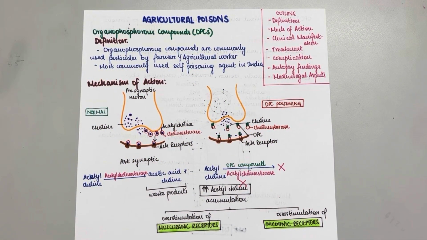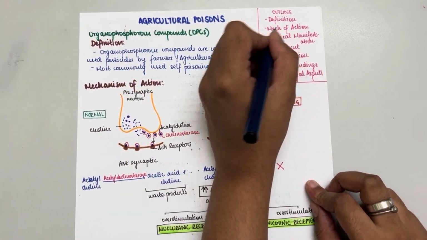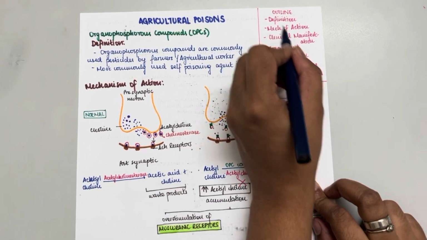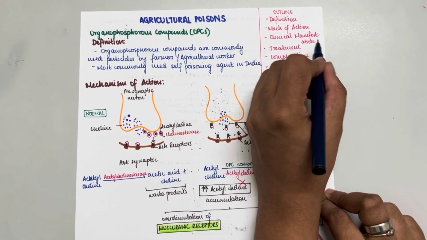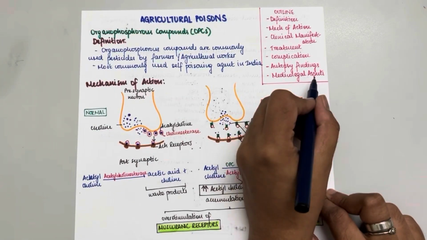So in today's video, we are going to see an important topic on toxicology, that is agricultural poison. The important subheading of agricultural poison, that is an important essay question for all of us, is organophosphorus compounds or OCP poisoning. So it is going to be discussed under 7 topics, that is definition, mechanism of action, clinical manifestation, treatment, complication, autopsy, and medico-legal aspects.